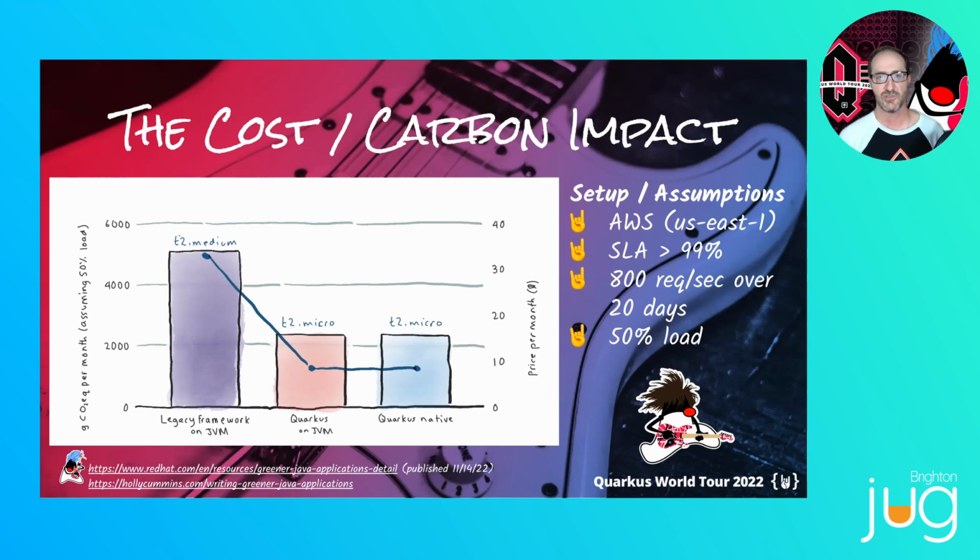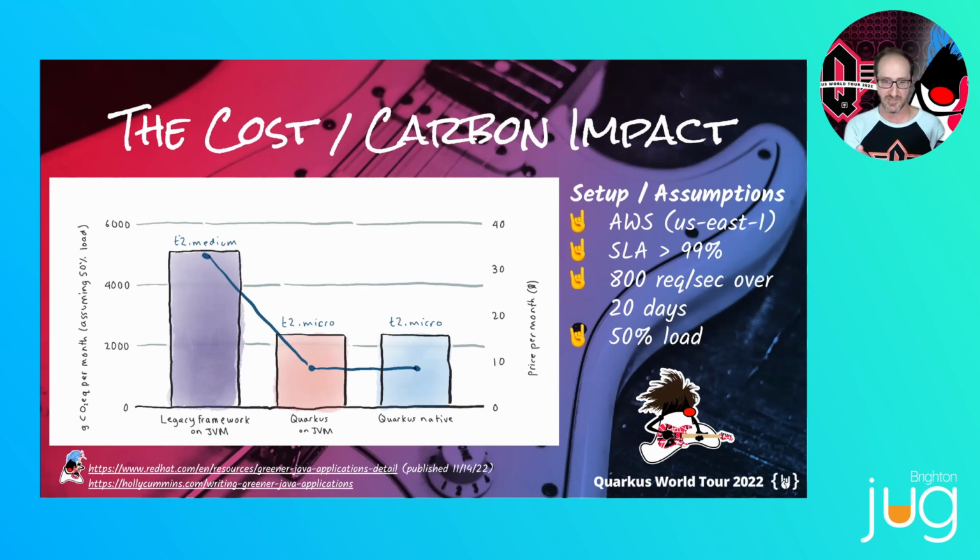We actually did an experiment where we set up a few instances in AWS with a 99% uptime SLA and hit them with 800 requests per second over a 20-day period, which essentially equated to about 50% load. We looked at what the cost would be and how we would measure the carbon. How they measure the carbon impact, I can't tell you that. You'd have to go watch the talk for them to explain it.